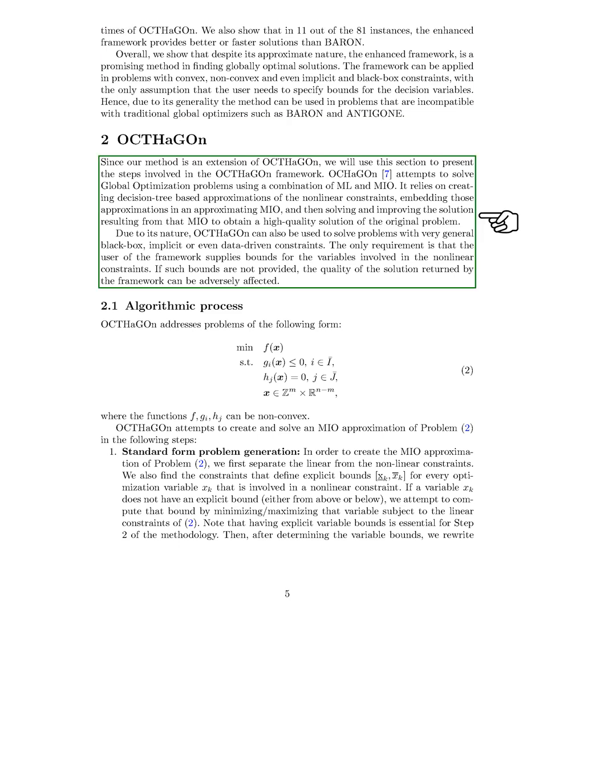Our method is an extension of OCTHaGOn, which attempts to solve global optimization problems using a combination of machine learning and MIO. It creates decision tree-based approximations of the nonlinear constraints, embeds these approximations in an approximating MIO, and then solves and improves the solution resulting from that MIO to obtain a high-quality solution of the original problem. OCTHaGOn can also be used to solve problems with very general black box, implicit or even data-driven constraints. The only requirement is that the user of the framework supplies bounds for the variables involved in the nonlinear constraints. If such bounds are not provided, the quality of the solution returned by the framework can be adversely affected.